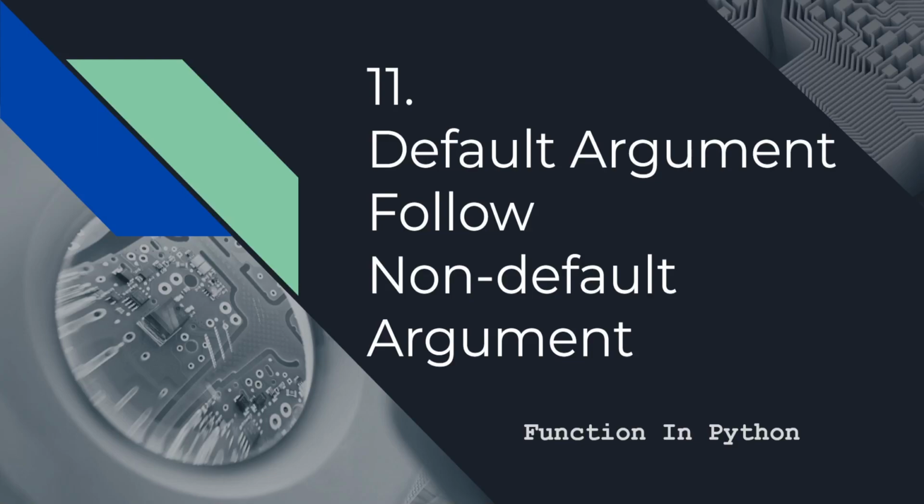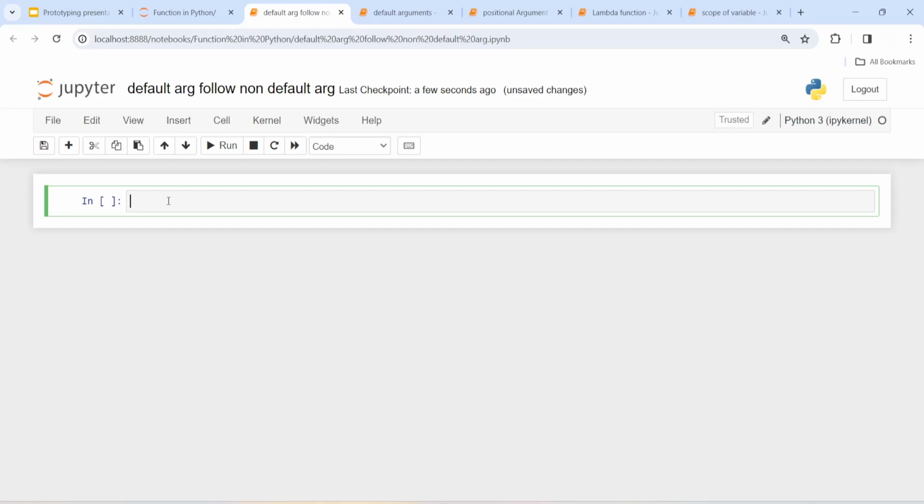In this video, we will see why a default argument always follows a non-default argument while defining a function. To understand this, let's consider this example. Here I am defining a function fn with a, b, and c equal to 10. So a and b are non-default arguments and c is a default argument.